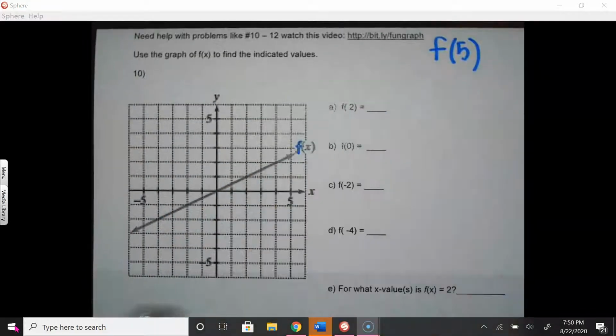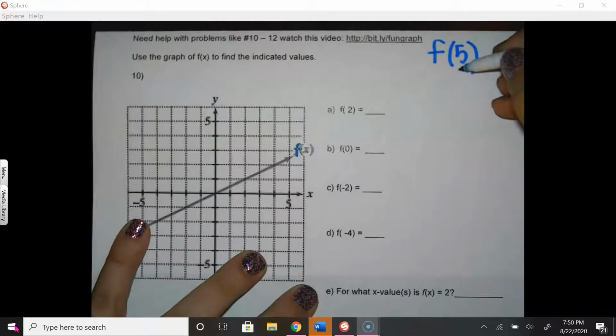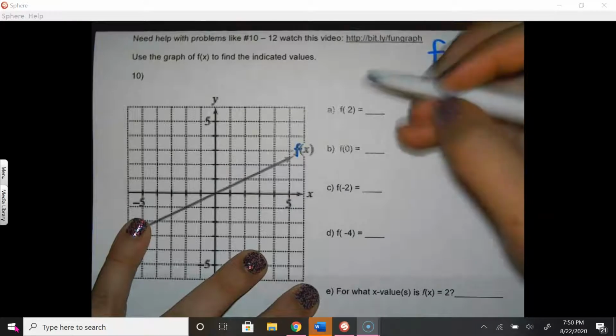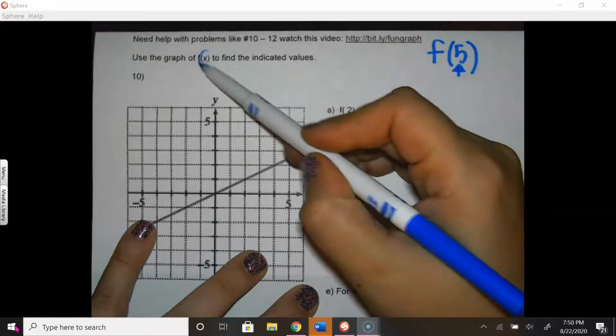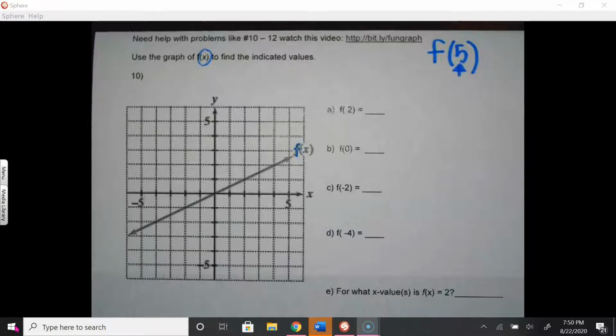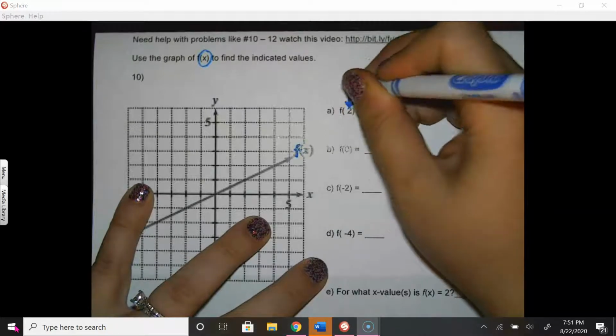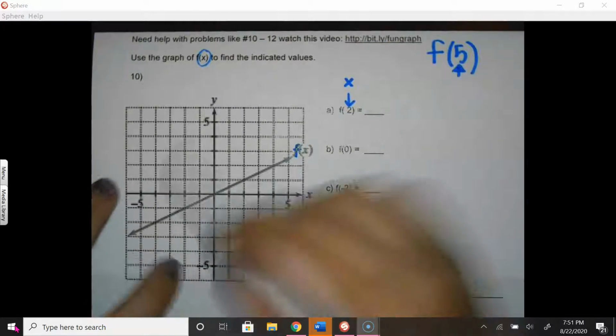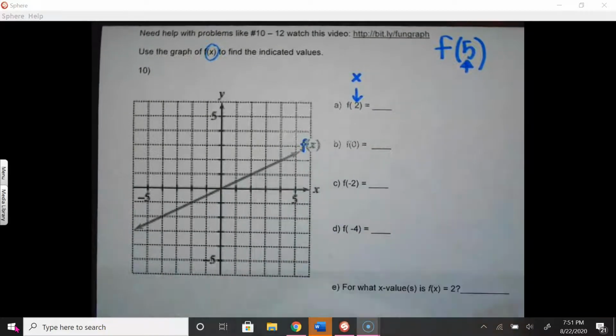Okay, and we're given a graph. And then the number that is inside the parenthesis is telling us what X is supposed to be. So in this problem, X is 2. So since we're given the graph, there's nothing we're supposed to substitute in. We just need to read the graph.